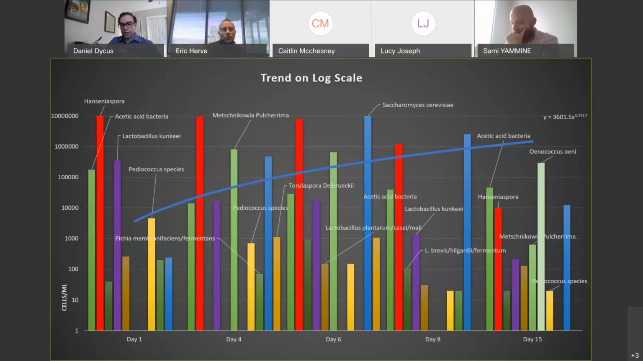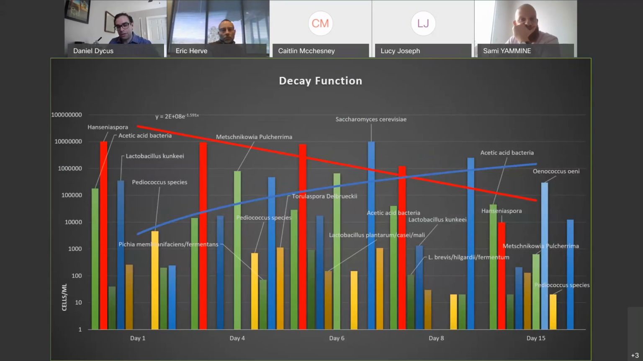So it looks really colorful. There's a lot of information on the graph. The important thing to know is that we can see trends inside the data. The blue line there is the growth of Saccharomyces, and there are decay functions as Saccharomyces begins to build up the amount of ethanol in the system.